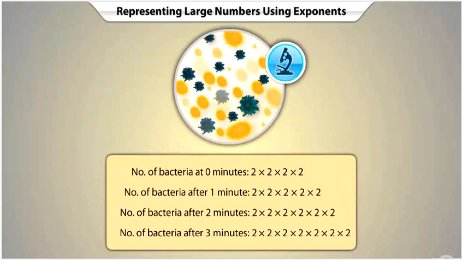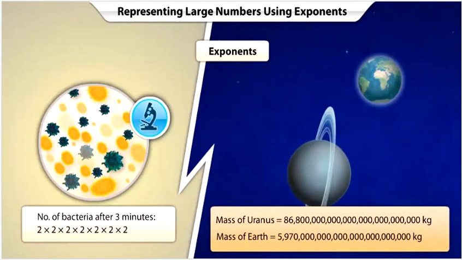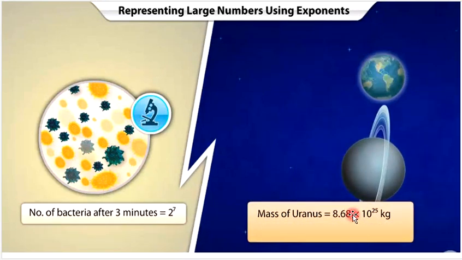Besides the number of bacteria, even the weight or the mass of planets can be written using exponents. Numbers, especially having too many zeros in it, are represented using the exponents in this manner. Mass of Uranus is equal to 8.68 into 10 raised to 25 kg.